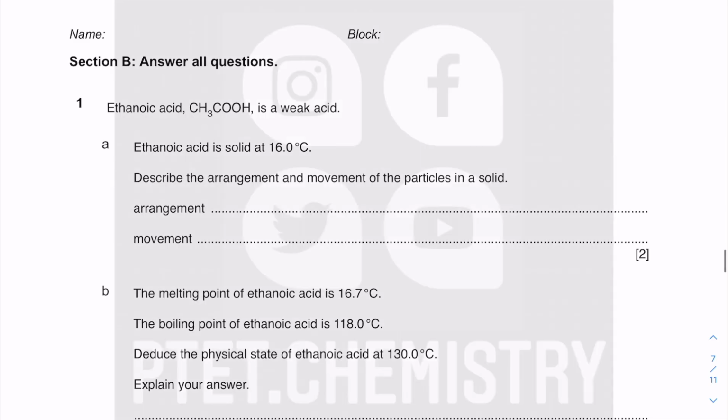So that was it on multiple choice questions. They are not the easiest, but they are not the trickiest of all. Let's get started with this section B question. Ethanoic acid, not that you need to know what it is yet, but they give you the formula there. And this question is about states of matter.